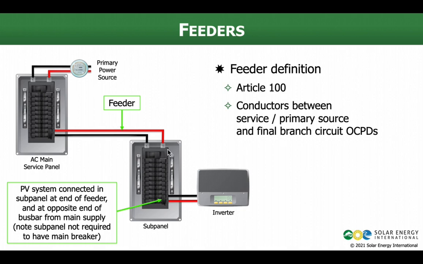Now, one thing I do want to mention is the main breaker in the sub panel here is not required. Not required. You may have one there because it's nice to have a main breaker sometimes and be able to shut the whole panel off. But that circuit and that bus bar are already being protected by the supply breaker for the feeder in the AC main service panel. Okay. Now we're connected at the opposite end of the feeder. We've talked about the rules to address this. We want to look at what happens when we're not at the opposite end.